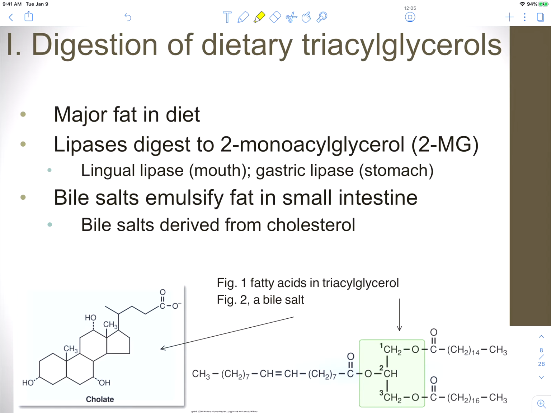So again, dietary triacylglycerols, or your TAGs, are a part of our diet, so you eat them. And then we're going to have different lipases that are going to digest these TAGs to generate 2-monoacylglycerols and free fatty acids. We have in our mouth a lingual lipase, and in our stomach we have gastric lipase. And then as these fats move through our digestive system, they are going to emulsify with bile salts. And these are derived from cholesterol, so the backbone for these bile salts is cholesterol. So again, we have cholate, which is shown here, which is a bile salt, and that has that cholesterol nuclear backbone.